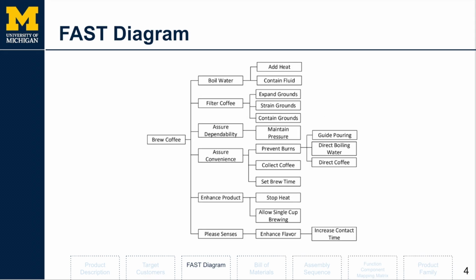All right, so here's our FAST diagram. Obviously, the basic function of any coffee maker is to brew coffee, and we've broken that down into two very basic functions, which is to boil the water and filter the coffee. So for boiling the water, we add heat via the heating element, and we contain the fluid via the water tank.